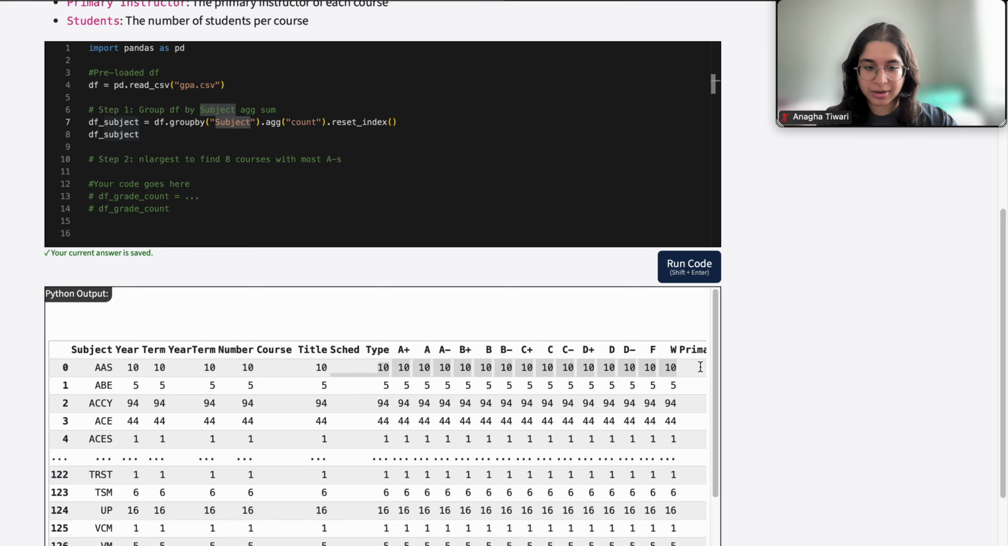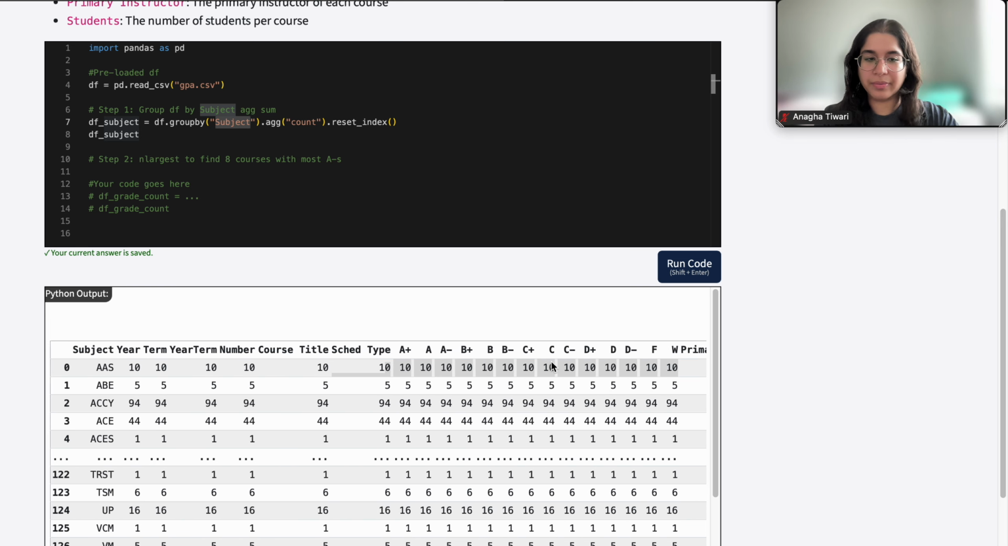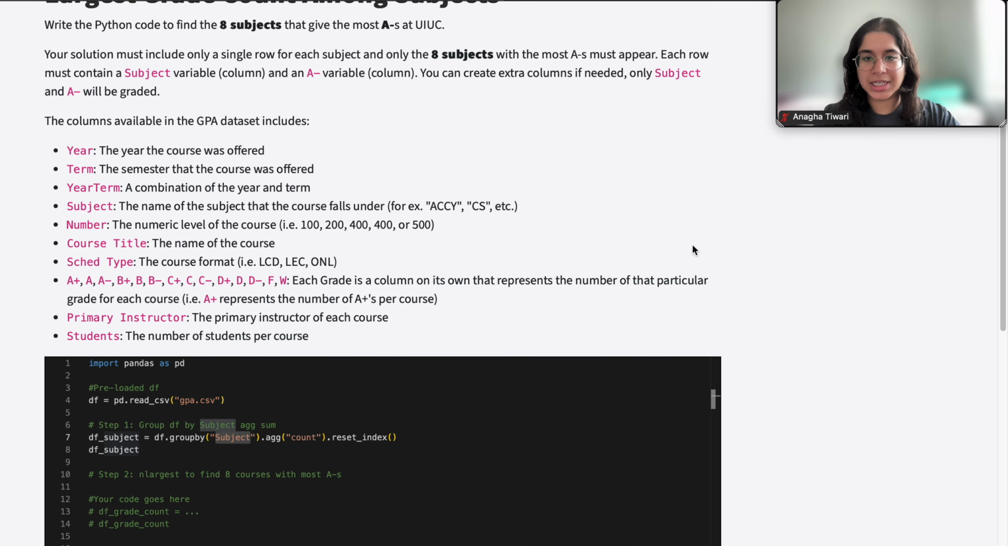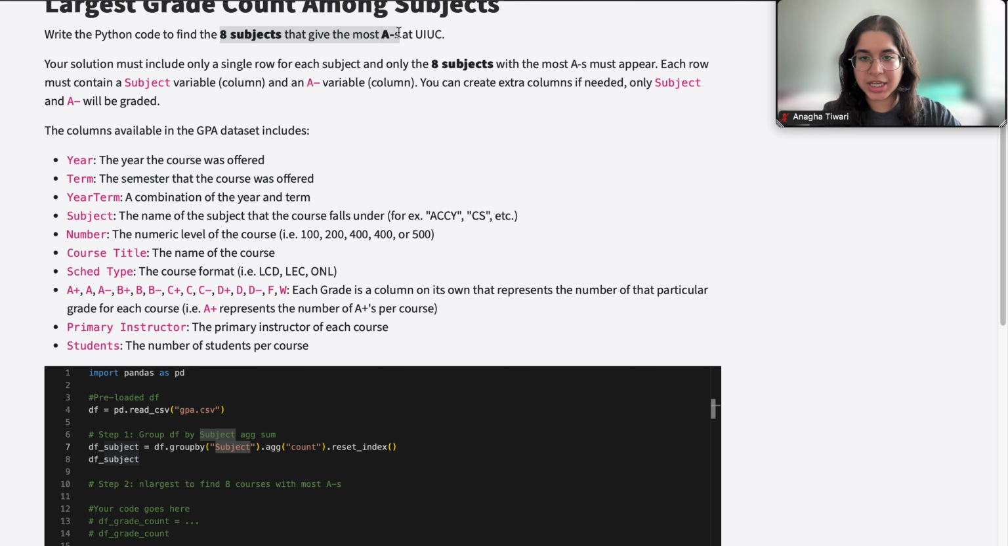That's why when we use count, it really doesn't matter what the specific values for each of the columns are, because we're just counting up the total number of rows that belong in each subject, and using that count for each value in all of our columns. So it really doesn't matter what values are stored in the columns, because we're going to overwrite that by the total number of rows that belong in each group, or in each subject, which really doesn't make sense here because we want to find the 8 subjects that gave the most A minuses.